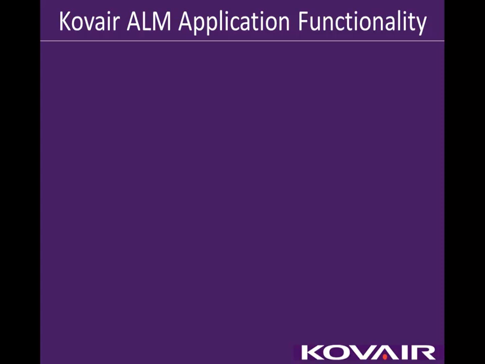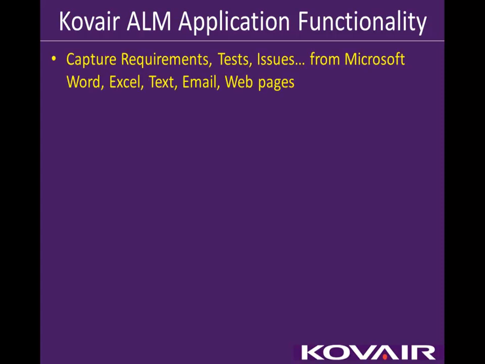And these are kind of common for both of our flavors. So capture different requirements, tests, etc. The requirements, you may call it requirements or product backlog, doesn't matter, from a number of different sources. So you can import from a Word file, Excel file. You can email it. For example, somebody emails a user story that will be automatically parsed and added to Kovair. Also, somebody can submit from a web page. So there are a number of different sources you can capture it.